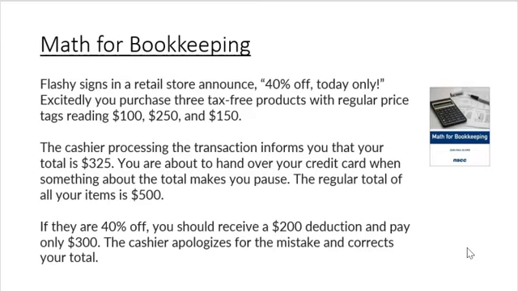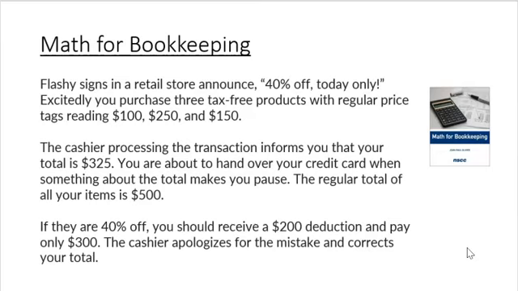Excitedly, you purchase 3 items. One that's $100, one that's $250, one that's $150. The cashier processes the transaction and says your total is $325. You're about to hand over your credit card when something tells you something is wrong.